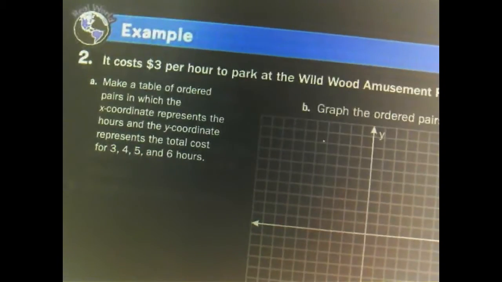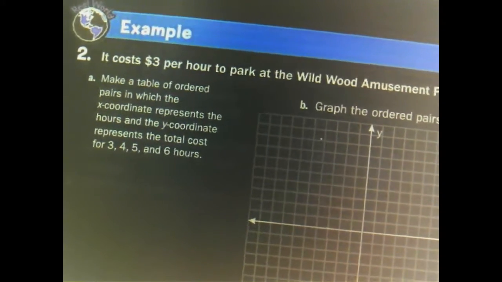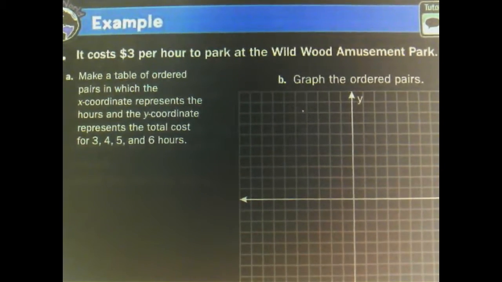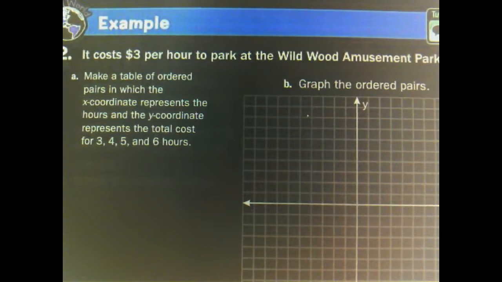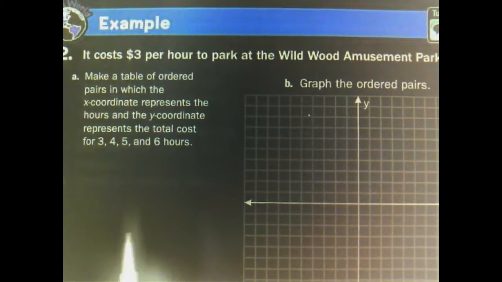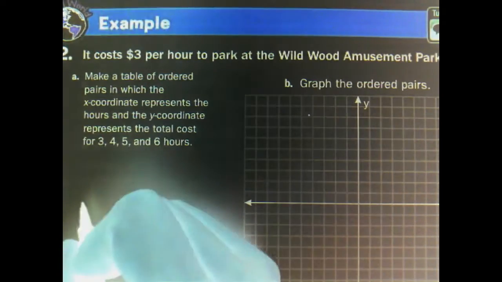Moving on to example number 2. Now we have more of a real life situation. So it costs $3 per hour to park at the Wildwood Amusement Park. Make a table of ordered pairs in which the x-coordinate represents the hours and the y represents the total cost for 3, 4, 5, and 6.